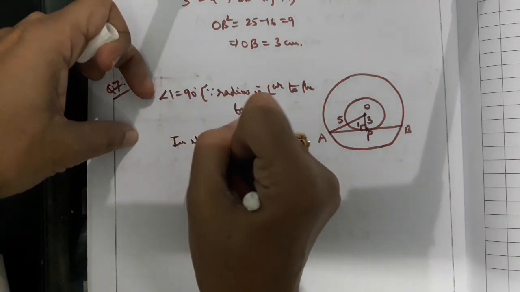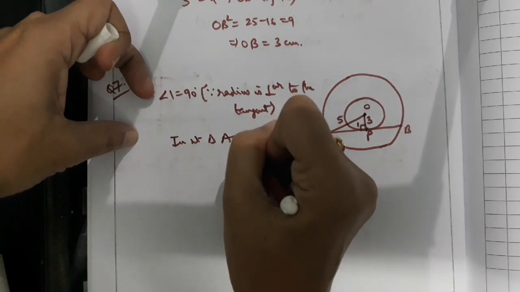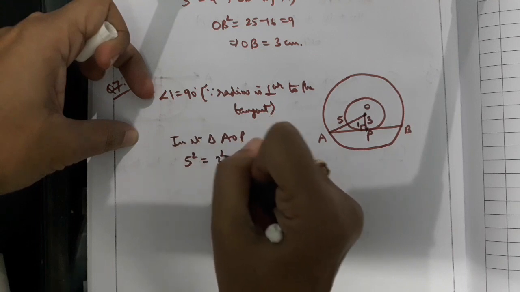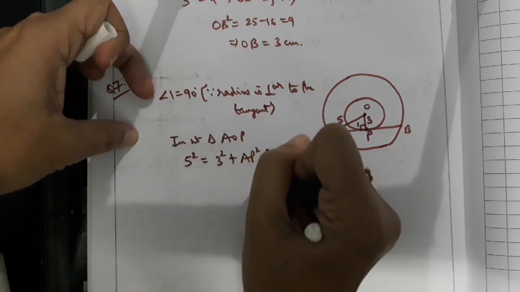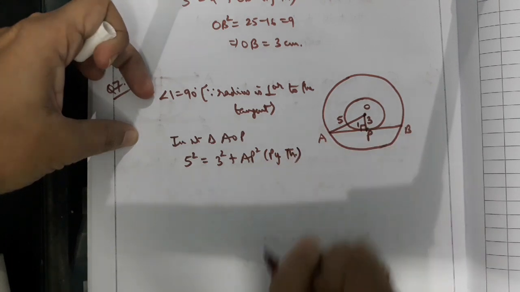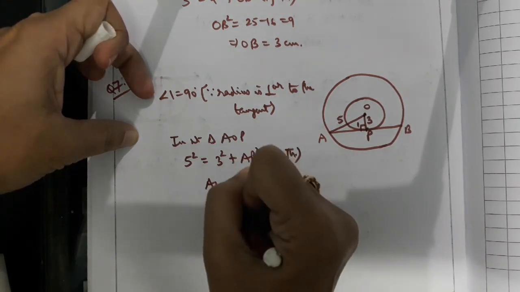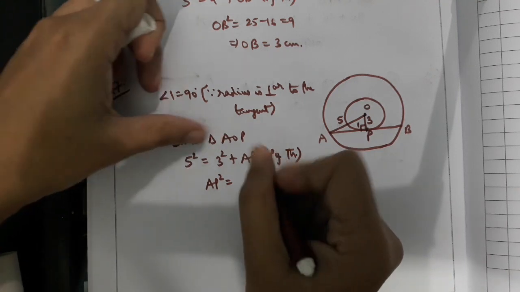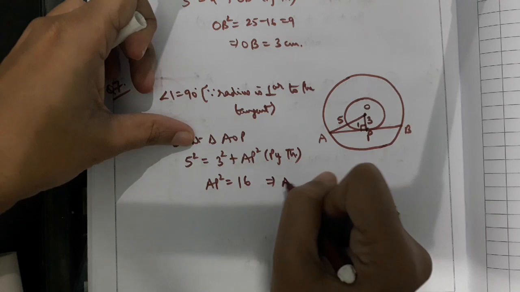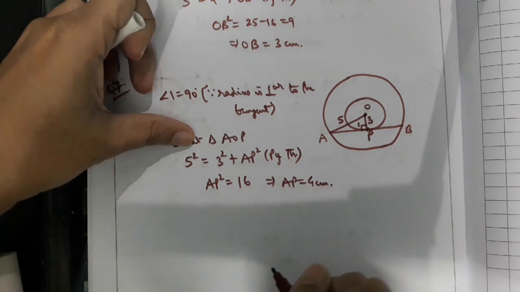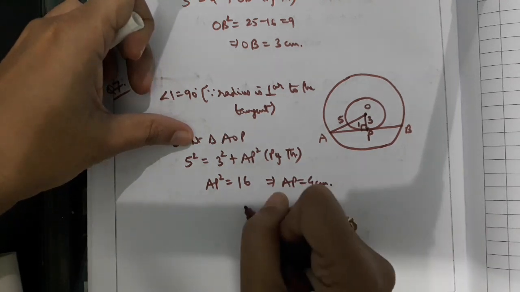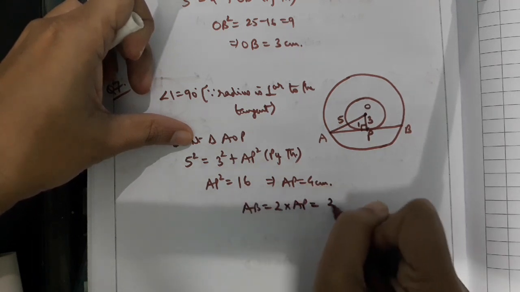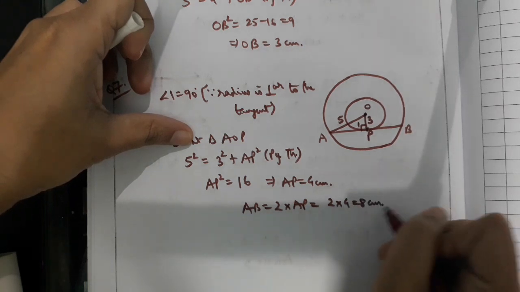So in right triangle AOP we apply Pythagoras theorem. So we obtain 5 square is equal to 3 square plus AP square by Pythagoras theorem. So from here we will find out that AP square comes out to be 25 minus 9, that is 16. So the length AP is 4 centimeters, and if AP is 4 centimeters then AB is 2 times AP. So 2 into 4, that is 8 centimeters.